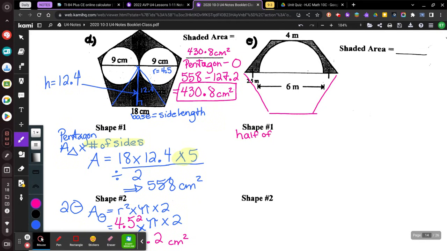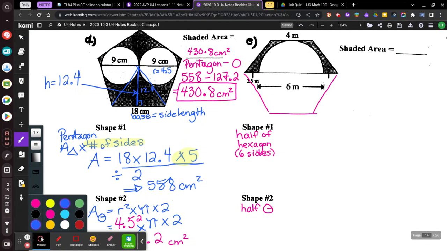And a hexagon is 6 sides. You don't have to remember the names of them. If you don't remember, it's okay. But you should know them. So we want half of a hexagon, and then shape 2 is a half circle. Okay, half circle. All right, we're going to deal with our hexagon first.